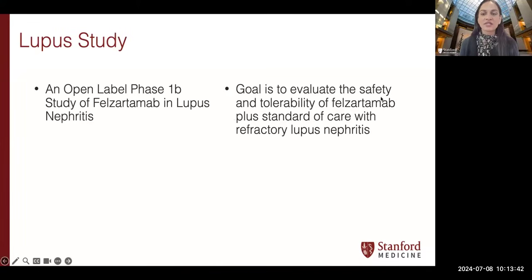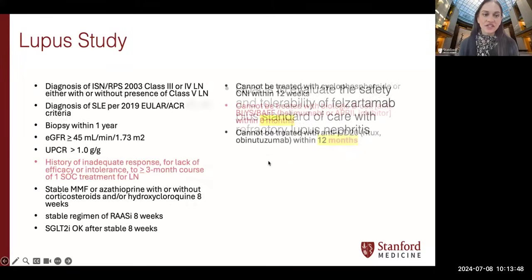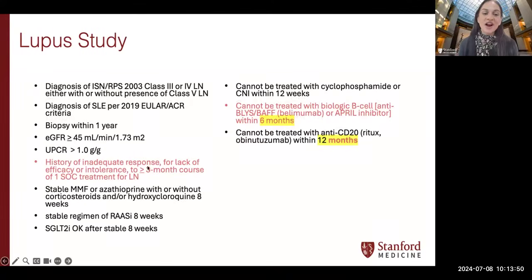And again, the goal is to evaluate the safety and tolerability of this drug with standard of care in refractory lupus patients. So what's been really hard, we haven't enrolled anybody yet. And what's been really hard for this trial is, again, they have to be on a stable dose of lisinopril. So you want to make sure that you tell the patients that want to enroll in the trial not to change any of their doses of the meds that they're already on. They have to be on a stable dose of the CellCept.